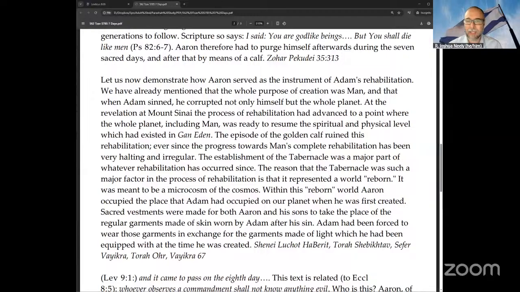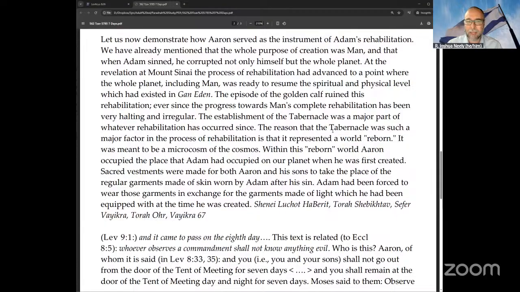The revelation at Mount Sinai, the process of rehabilitation had advanced to a point where the whole planet, including man, was ready to resume the spiritual and physical level which had existed in Gan Eden. Again, this was alluded to in the Zohar, that at Mount Sinai it had been restored. The episode of the golden calf ruined this rehabilitation. Ever since, the progress towards man's complete rehabilitation has been very halting and irregular. It is now down to individuals, one by one. The establishment of the tabernacle was a major part of whatever rehabilitation has occurred since. The tabernacle plays a huge role in this.